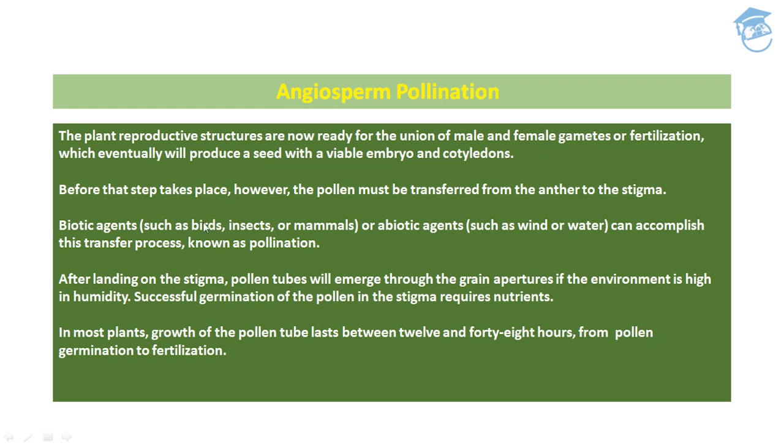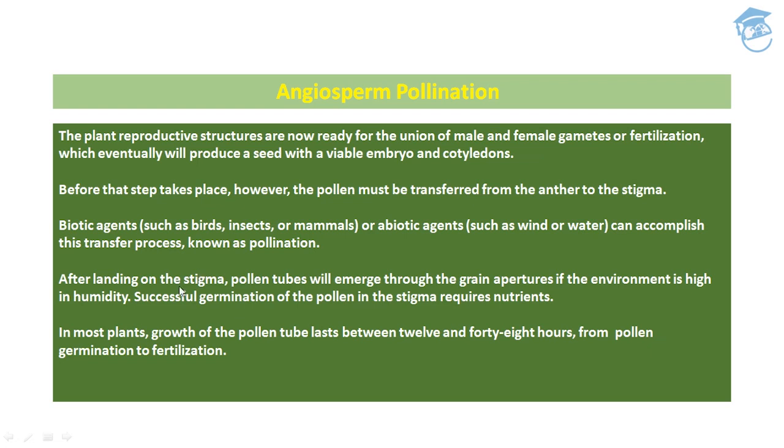Before that step takes place, however, the pollen must be transferred from anther to stigma. Stigma is a part of the female gametophyte, or female reproductive organ. So biotic agents such as birds, insects, mammals, and abiotic agents such as wind and water can accomplish this transfer process, which is called pollination.